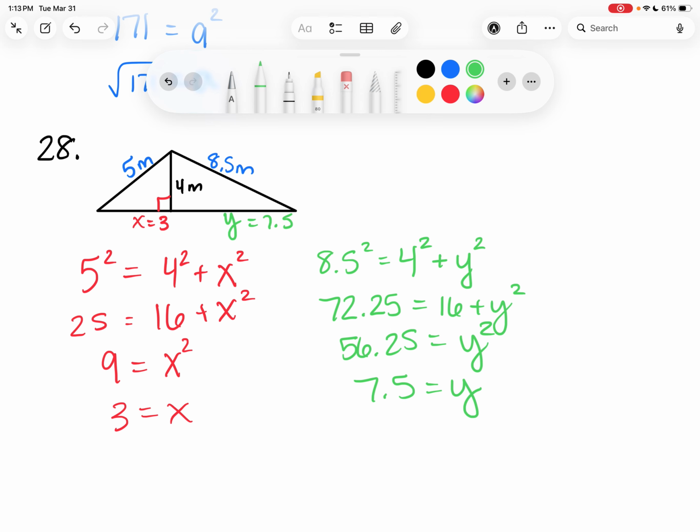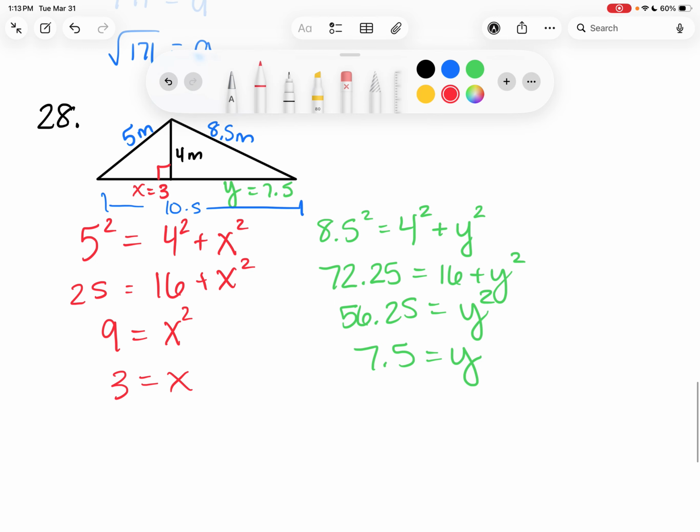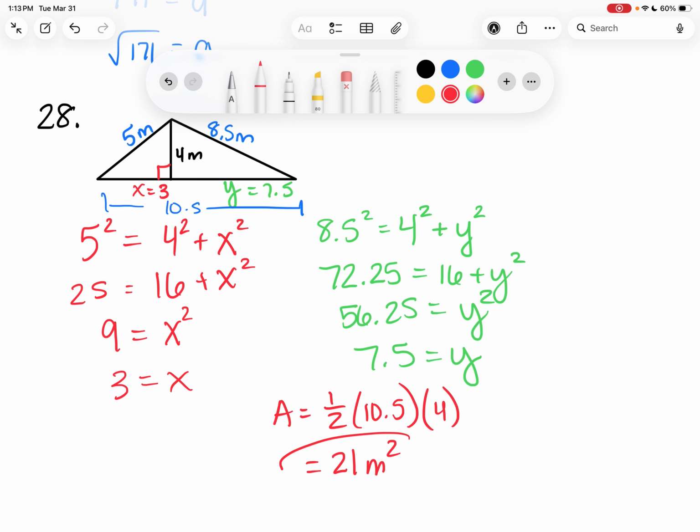All right, so now what is the base of the entire thing? 10.5. So 10.5 is the base of the whole thing. So now I need to do area. 1/2 base, so it's 10.5 times height, which is 4. Area equals 21 meters squared. 21 meters squared.